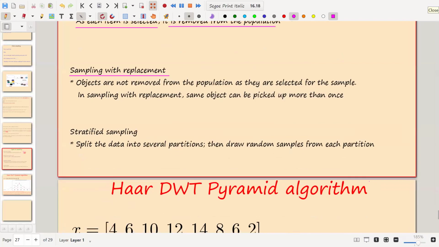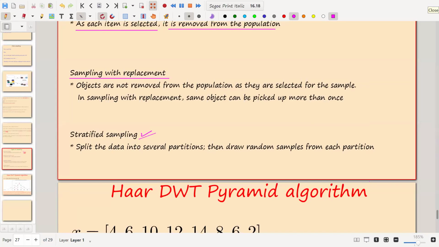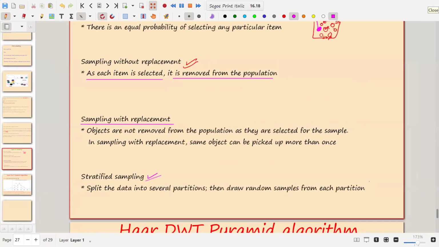Anyway, so stratified sampling is also there. So you split the data into several partitions and draw random samples from each of the partitions. But out of all this, there is another important class of sampling technique known as reservoir sampling, okay, which is very much important.